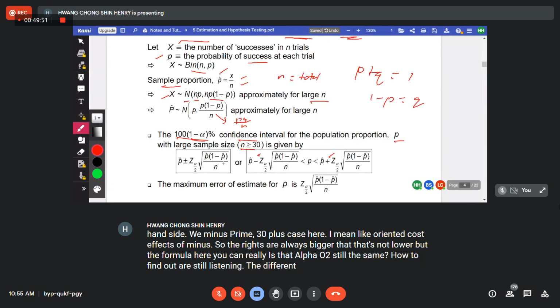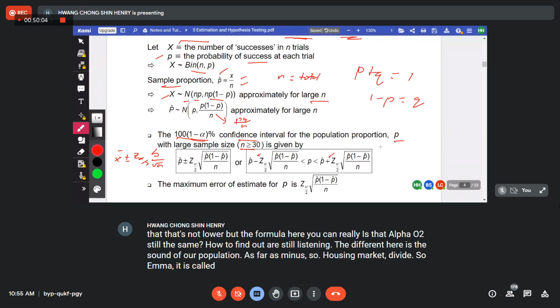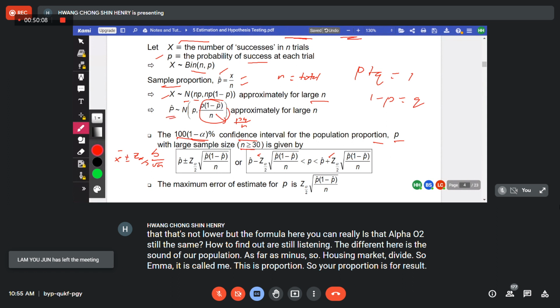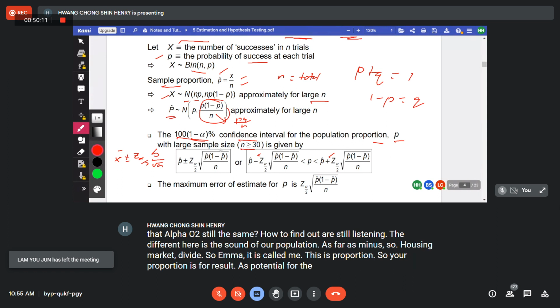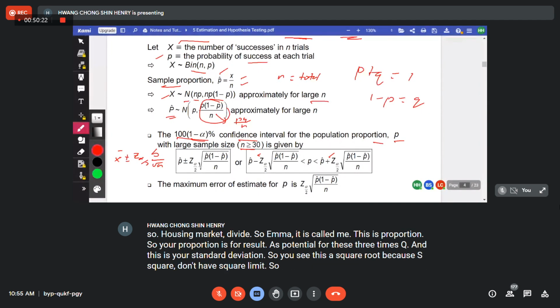The difference is that for our population mean, it is X bar plus minus Z alpha times sigma divided by the square root of n. But this is proportion, so for proportion it is P times Q over N. This is your standard deviation. You see this is a square root because S square doesn't have a square root, so you take the square root.